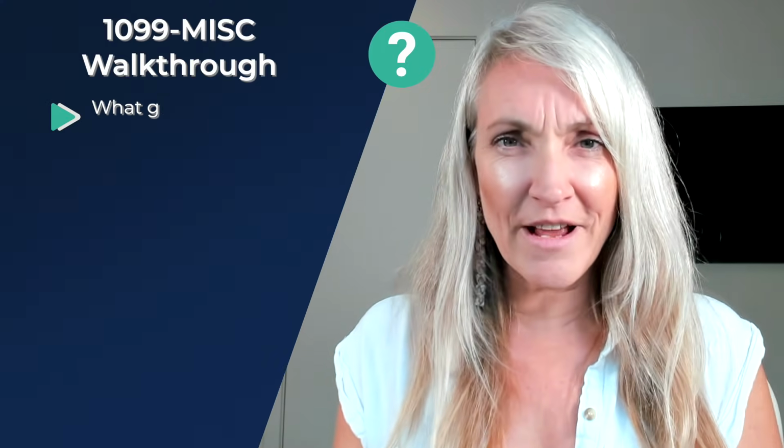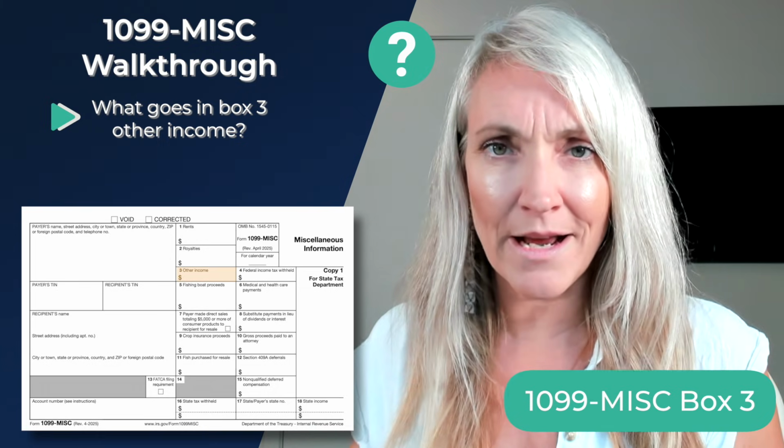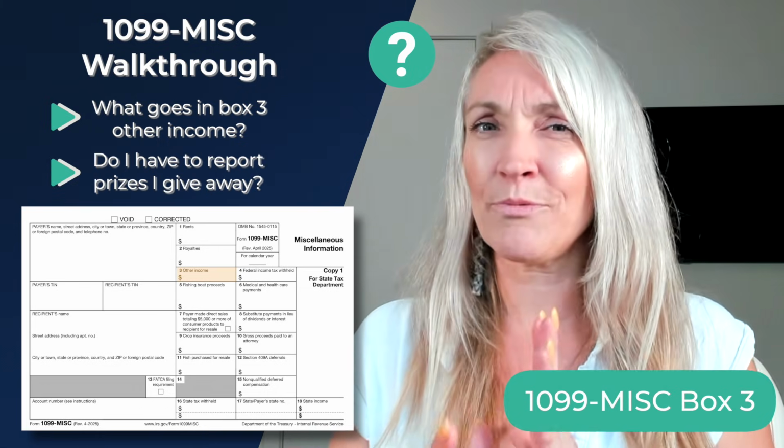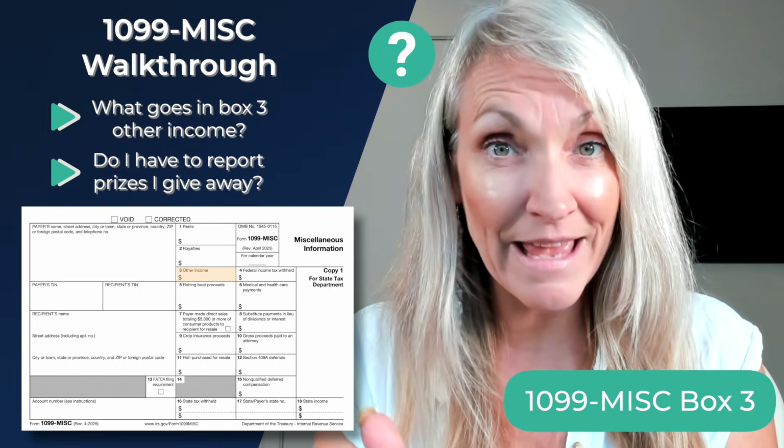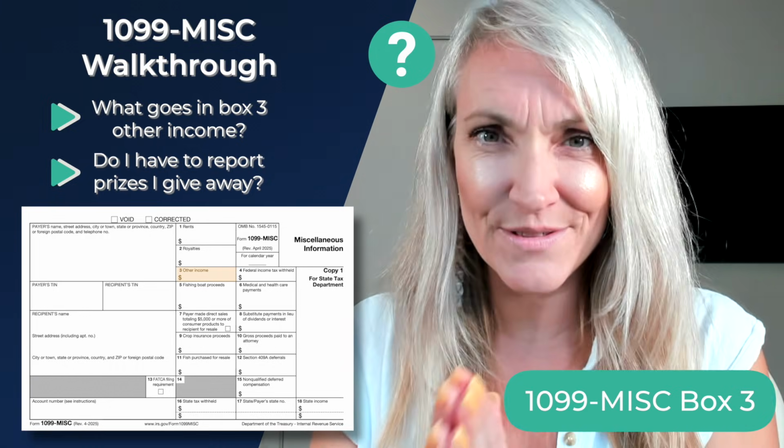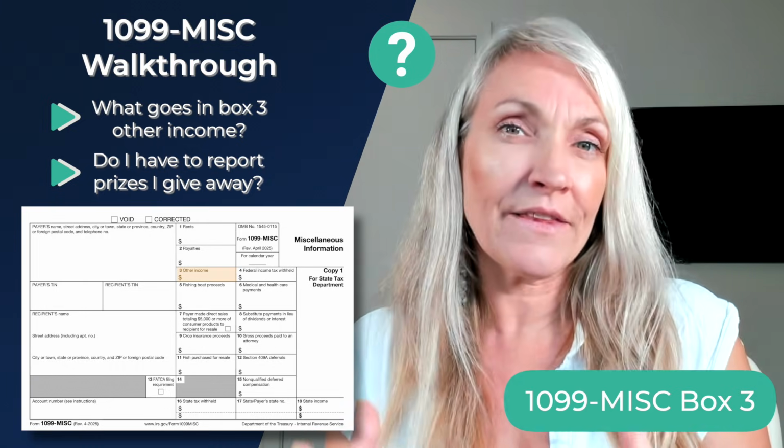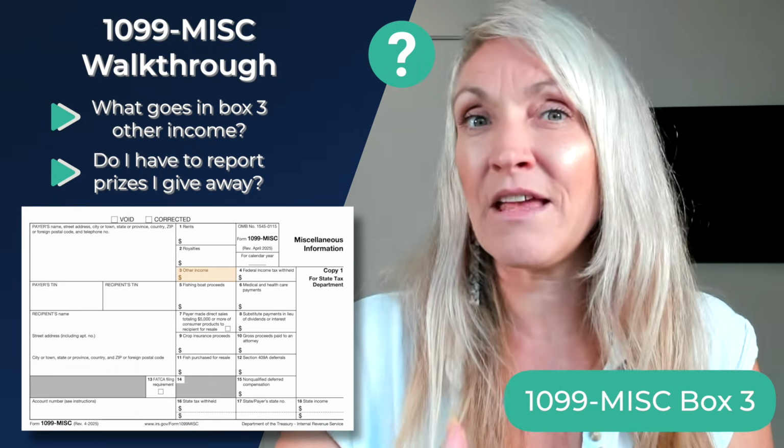So for box 3, other income, we have a bunch of things that can be reported here. But for smaller businesses, the only one that's really going to be very relevant is if you pay prizes and awards. I sometimes see this, especially in the online space, as a marketing promotion where you give away prizes. If the amount or fair market value of the prize is over $600, then you should report it on 1099-MISC to the person you gave the prize or award to, and the amount in box 3, other income. However, you should not report anything here that was for services.